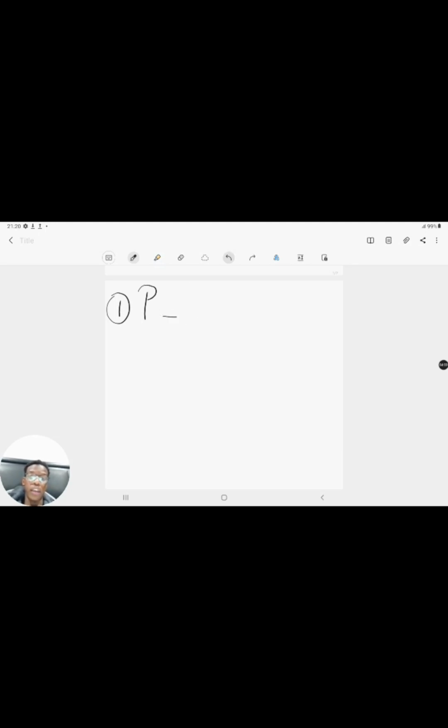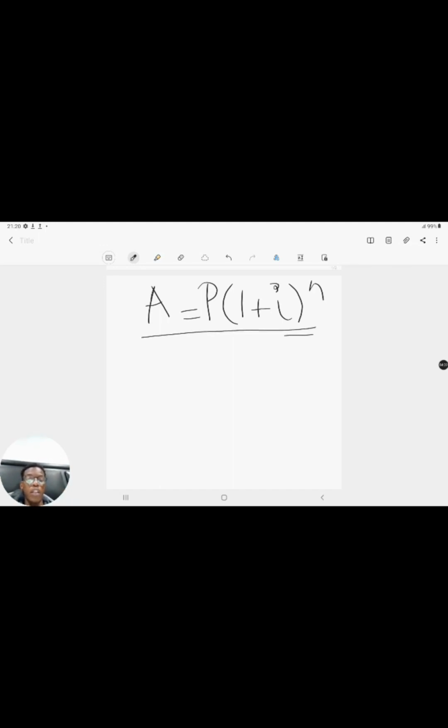Just before I list the things that I have, you know that the compound value formula is A equals P, open bracket, 1 plus i, which is your interest rate, close bracket, all to the power of n. You should know this from your earlier grades. So this is your compound interest formula. Now, we will use this formula to calculate how much we'll have at the end of 5 years. But remember that this formula works for an amount that you put in once.